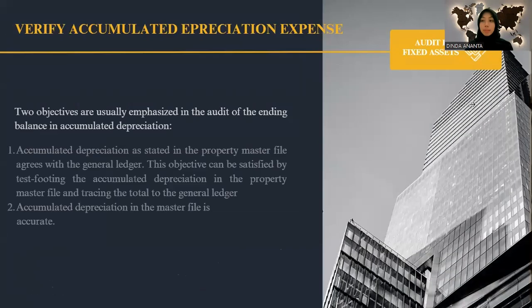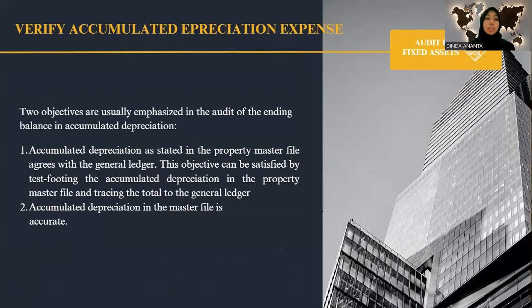After verifying the depreciation expense, next we need to verify the accumulated depreciation. Two objectives are usually emphasized in the auditing of the ending balance in accumulated depreciation. First, accumulated depreciation as stated in the property master file agrees with the general ledger. This objective can be satisfied by totaling the accumulated depreciation in the property master file and tracing the total to the general ledger. And the second objective: accumulated depreciation in the master file is accurate.